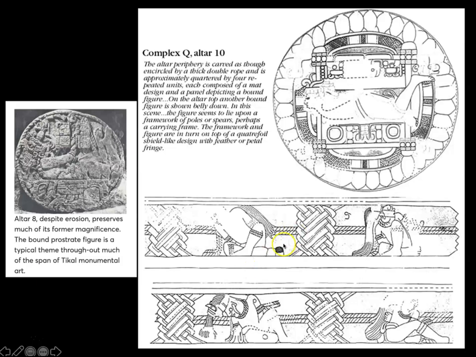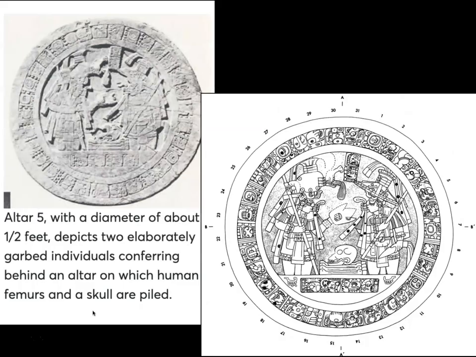As well as a couple of different other examples with these same images going around the exterior as well. So these monumental images of the sacrificing of these individuals to appease the gods, to appease the sun god. It was part of this whole ritual ceremony. And here's the other one I talked about with the head.